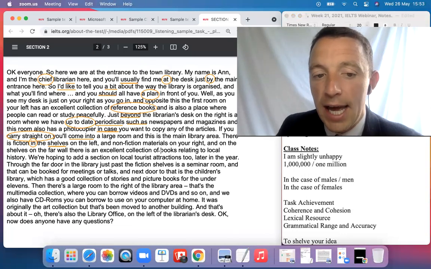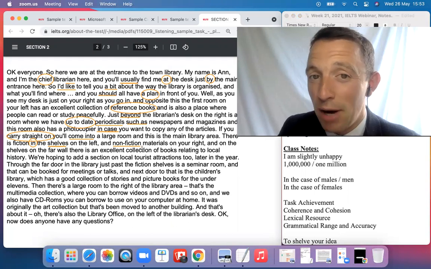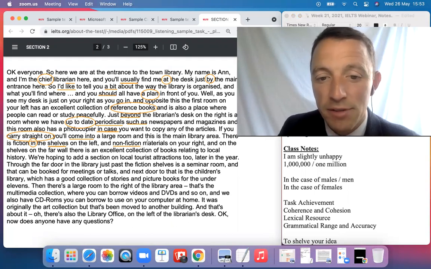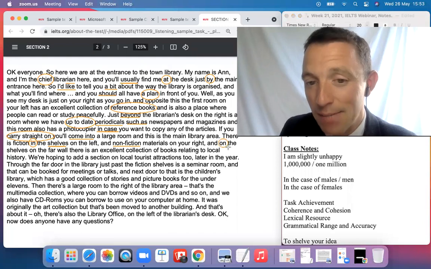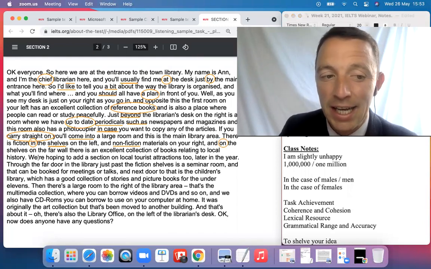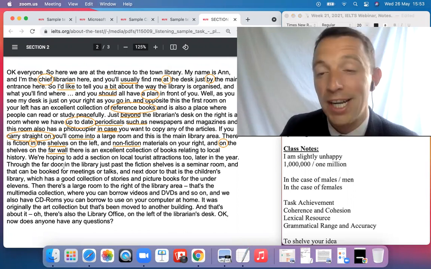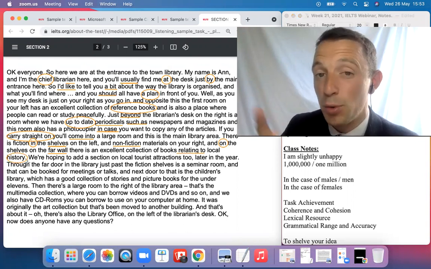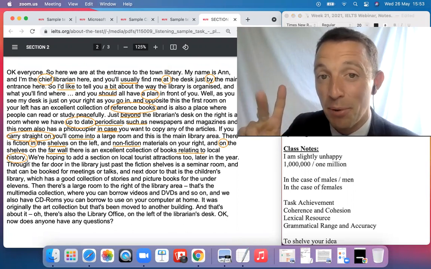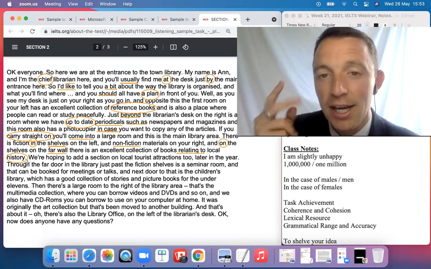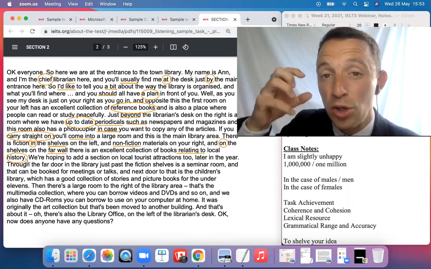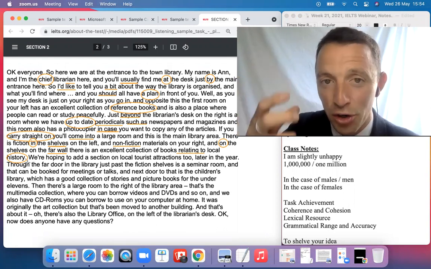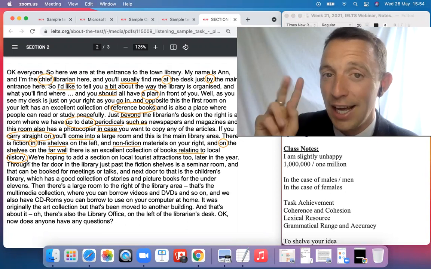Okay, non-fiction materials on the right, so that's no problem. We know this already. And on the shelves, so again, here's the preposition on. For me, it's more typical, but the first example she said in. On the far wall, so that's the wall that's distant away from you, there is an excellent collection of books relating to local history. And again, the difference between story and history is very, very important. The story from the weekend, the story about your friend, but the history is maybe the subject in school. You study history in school or the history of the country. So there is a big difference between story and history.